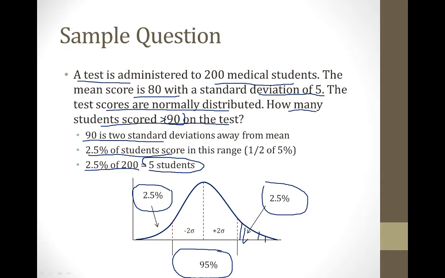And this is a type of question that often comes up on statistic exams or even in step 1. They will give you a data set and ask you to identify how many patients are in some range based on the number of standard deviations away from the mean.